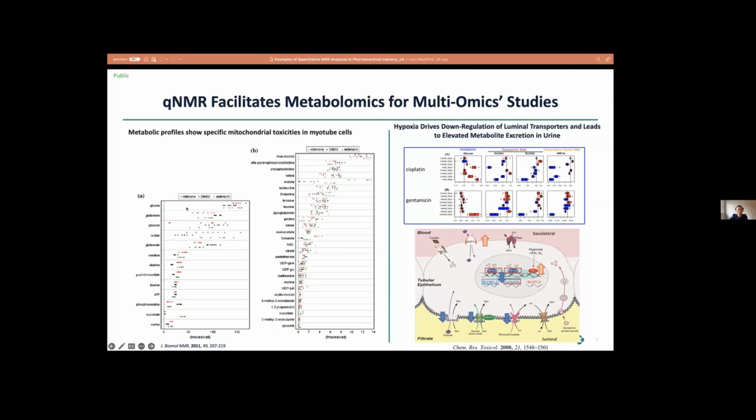In this case, we treated myotube cells with two different toxicants that are toxic to the mitochondria. One is rotenone, which inhibits complex 1, and antimycin A, which inhibits complex 3. You can see they change the pattern of glucose and glutamine. Just like Dr. Merritt was talking about mitochondrial toxicity, you will see the pattern.